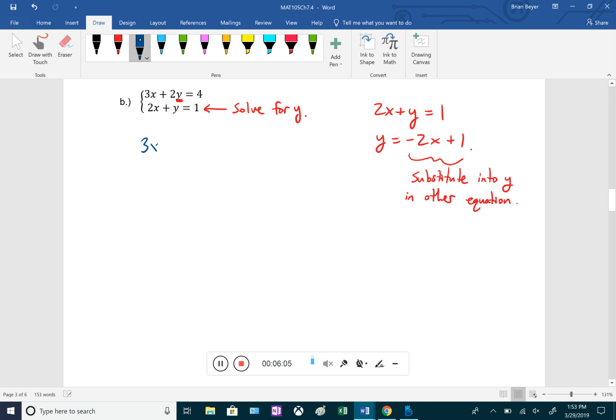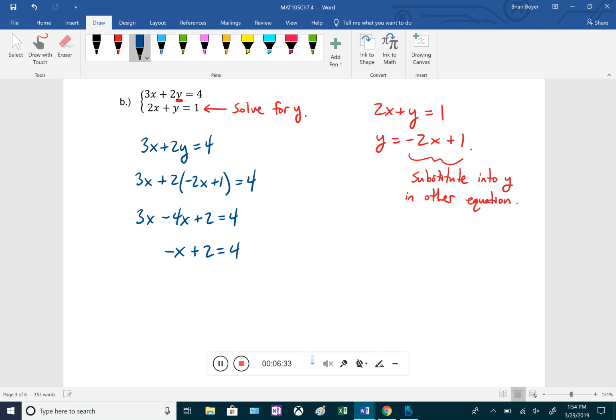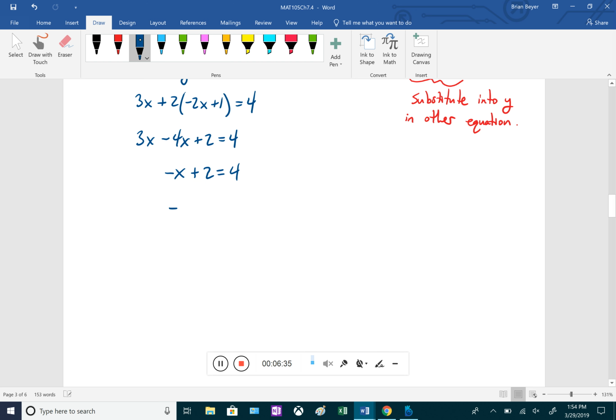Starting with 3x plus 2y equals 4, and now plugging in that expression for y, 3x plus 2 times (negative 2x plus 1) equals 4. Now we have one equation, one variable, so we can solve that for x. Distribute that 2, we get negative 4x plus 2 equals 4. Combine like terms, negative x plus 2 equals 4. Subtract 2 on both sides, we get negative x equals 2.